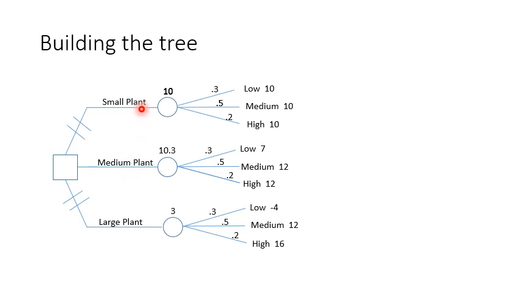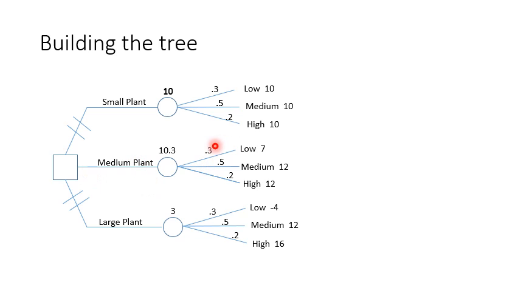Again, if we look at the small plant, we have different probabilities, and these are the same probabilities we had on the payoff table: 0.3, 0.5, and 0.2. Low demand, medium demand, and high demand. And we have the payoffs that we had from the decision table. If we have low demand, 10, medium demand 10, high demand 10. Exact same thing. Small plant, these are the payoffs that we have.